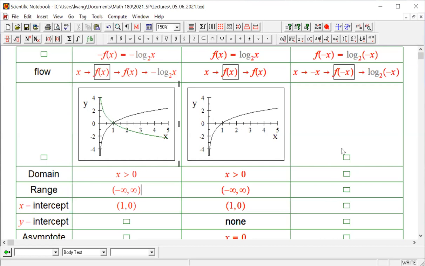All right, so let's look at f of negative x. If the flow goes like this, then what will be the domain? X is less than 0. Your answer is absolutely right. Very, very good. Okay, how does the picture look like? It reflects across the y-axis.